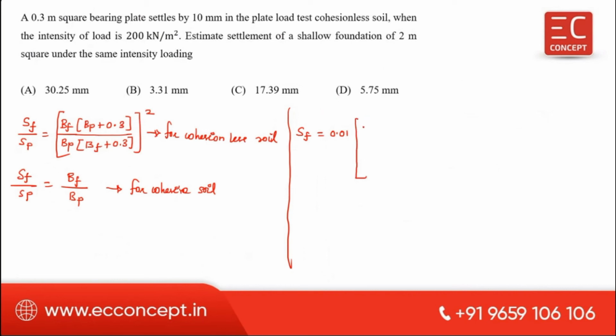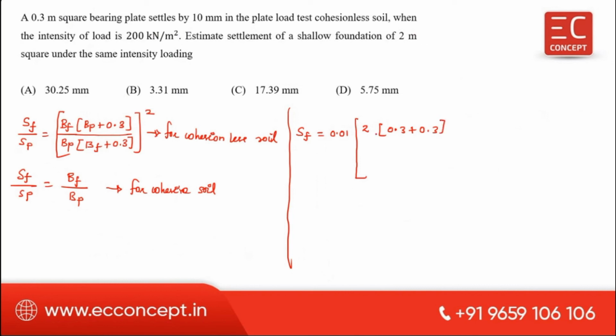So breadth of footing is 2, given, meter, into what is the breadth of plate? 0.3 plus 0.3. Why did I put 0.3 in terms of meter? Because in this formula, if you take 0.3, then you have to put everything in meter. One more formula is there: instead of 0.3, if you put 30, then all of these are in terms of centimeter.